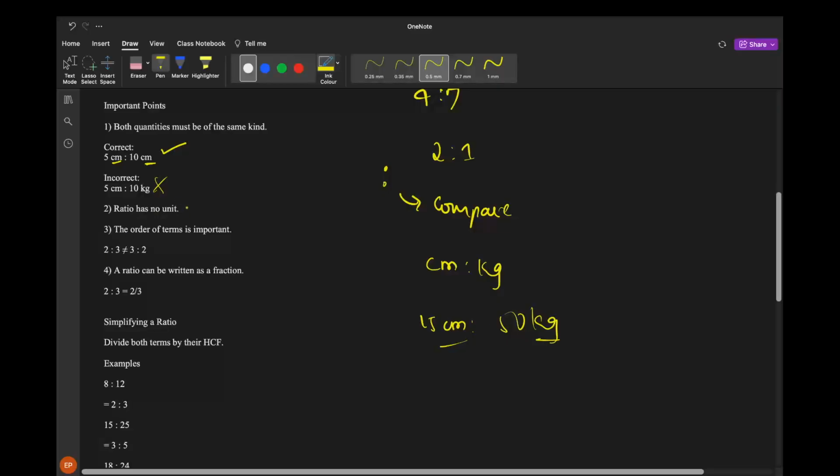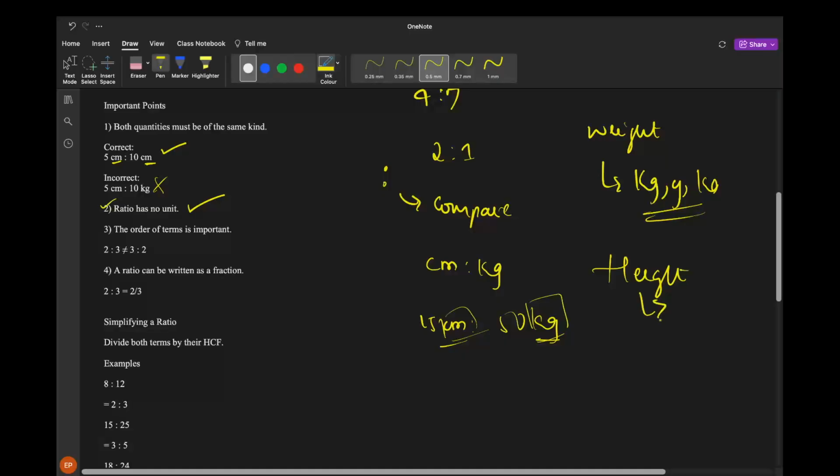Another point is ratio has no unit. The order of terms is important. Let me clarify this. Ratio has no unit means, as I took centimeter and kg, these are units. If I am measuring weight, it has a unit. We can measure in kg, gram, like that, right? If you are measuring height, it also has a unit: centimeter, meter, kilometer, like that. These are called units, but ratio has no unit.